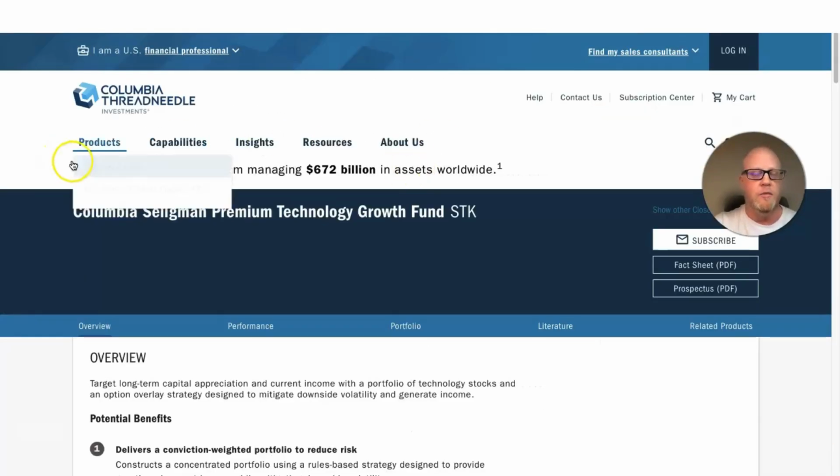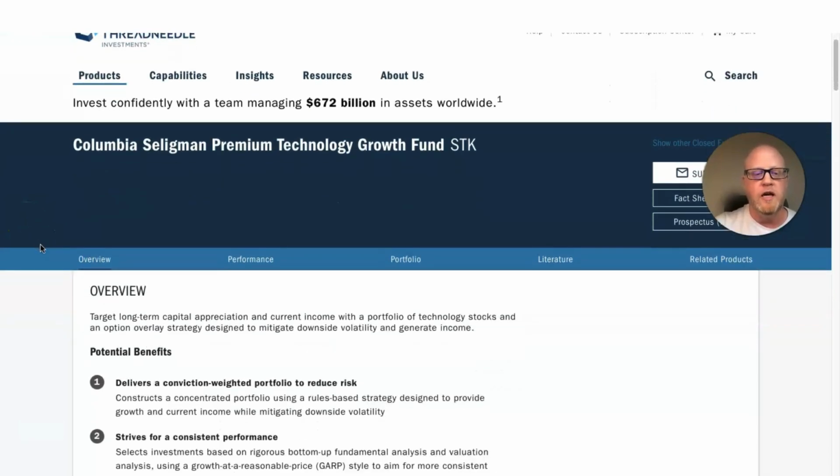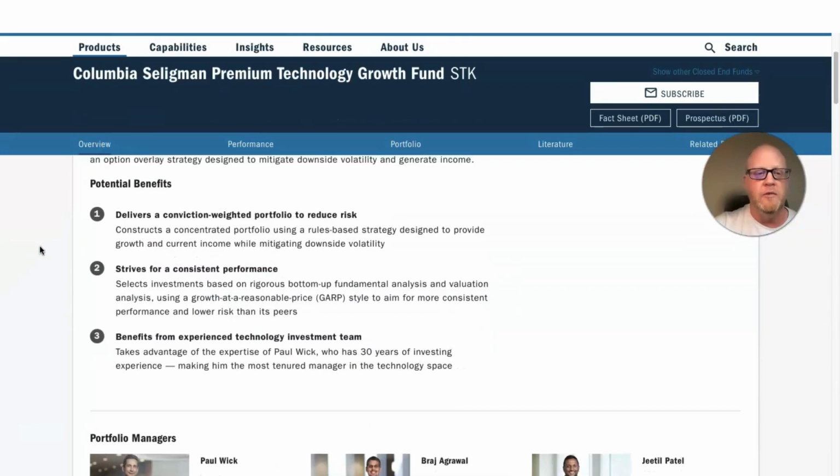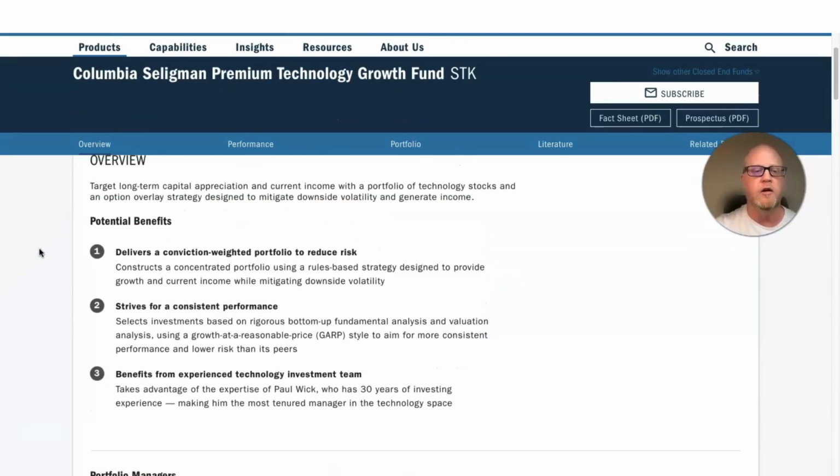Next up, I want to talk about my second investment. It's called the Columbia Seligman Premium Technology Growth Fund, ticker STK. So this one, again, is actively managed, and some of the things they're looking to do is target long-term capital appreciation and current income with a portfolio of technology stocks. And they also write options as a way to mitigate downside volatility and to generate income.